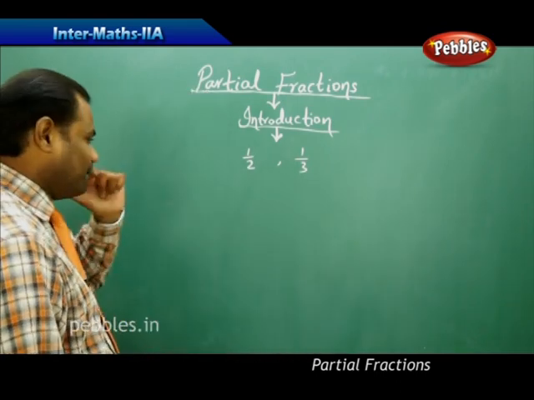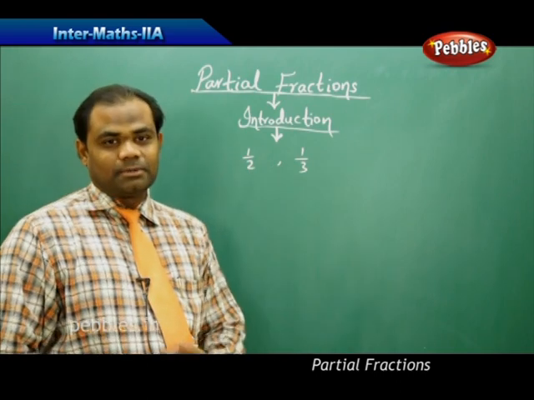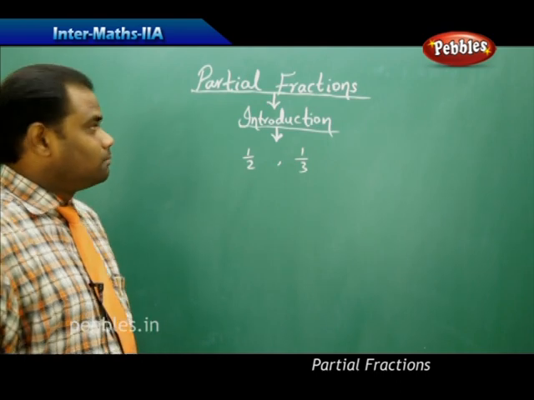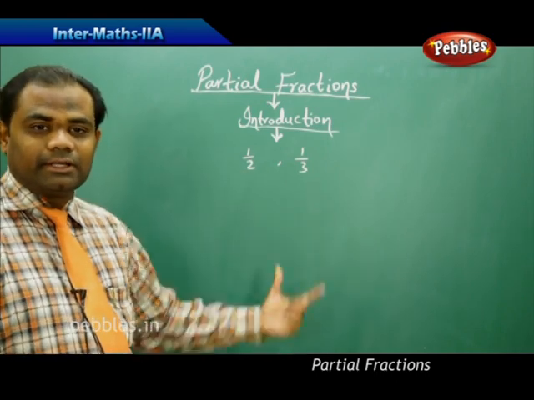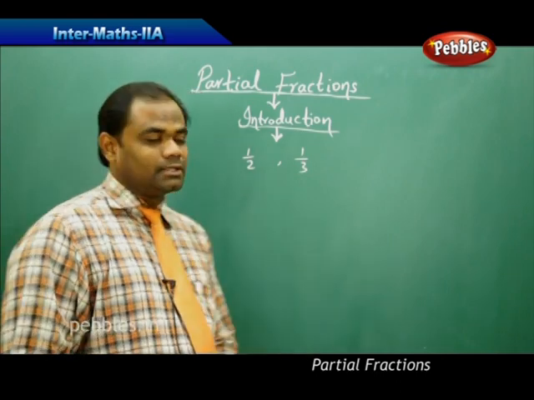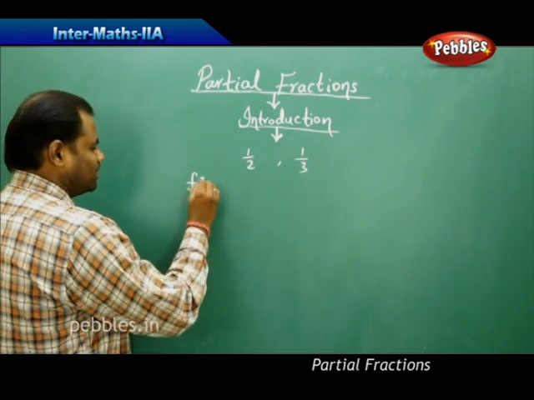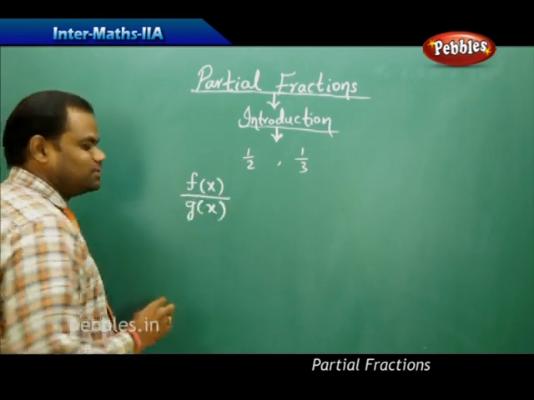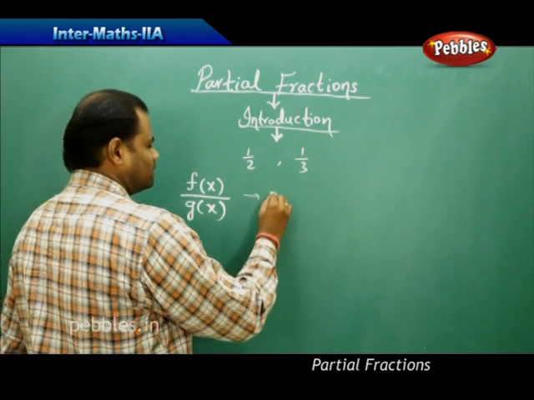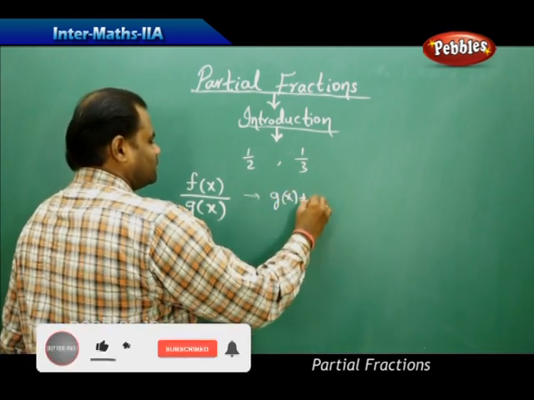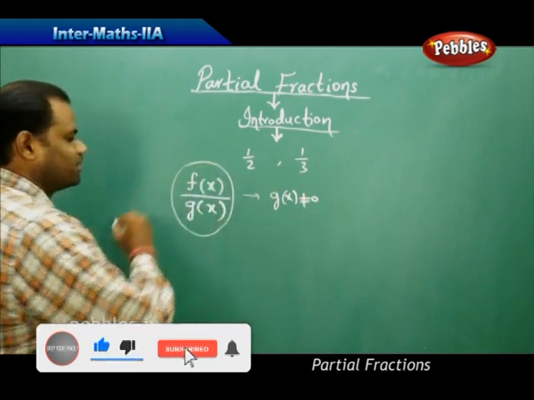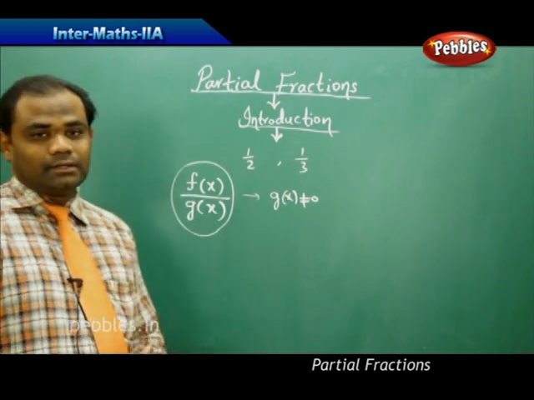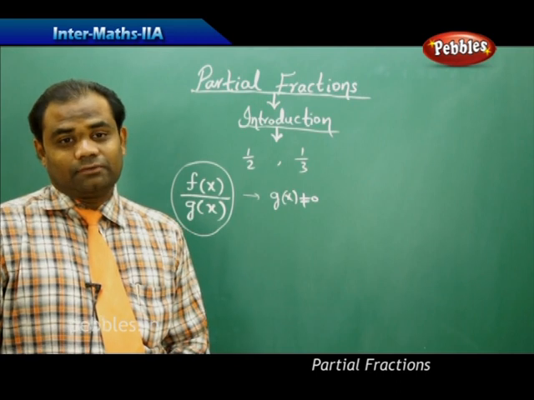Now, these are all called fractions because they are expressed in numerator by denominator form. Partial fractions also deal similarly in this manner, including polynomials. That is, if I have a polynomial f of x divided by a polynomial g of x such that g of x is not equal to 0, then I say this is a fraction expressed for two polynomials, where the numerator polynomial is f of x and the denominator polynomial is g of x.